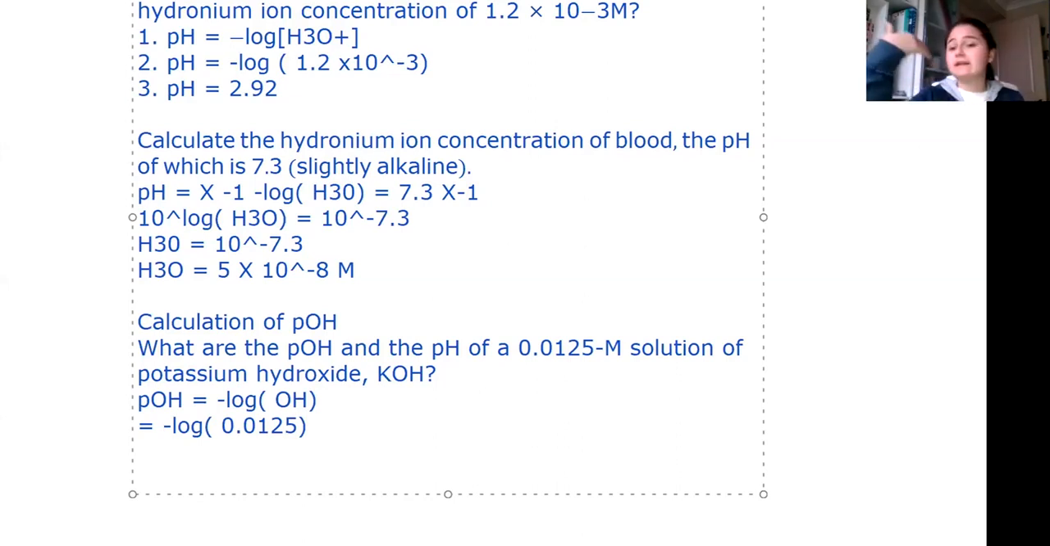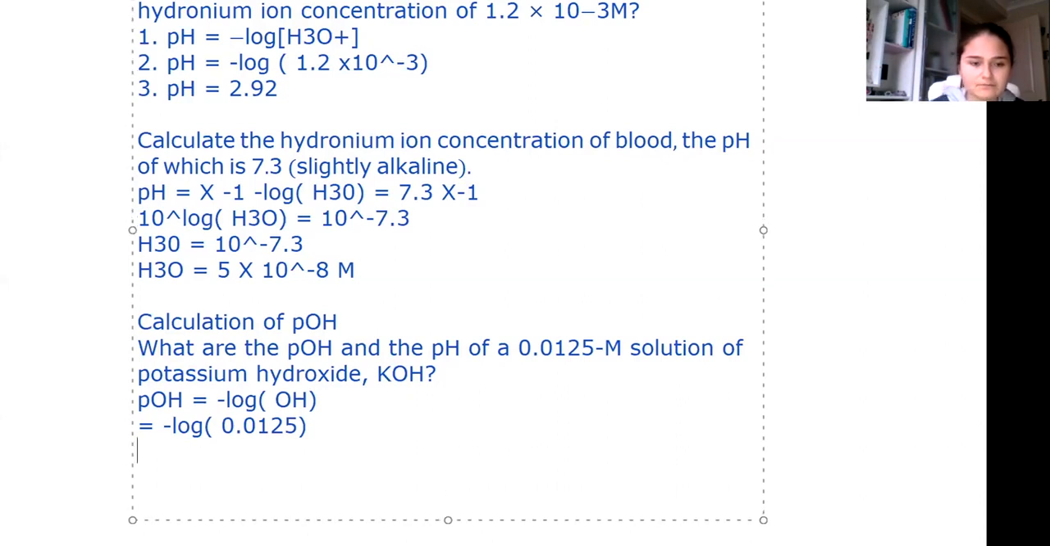Let's say we're calculating the pH of hydrochloric acid. Same situation. You write negative log of not pH but OH, and then you insert your concentration, right? Perfect. So what is that going to give me? Let me see, calculator.